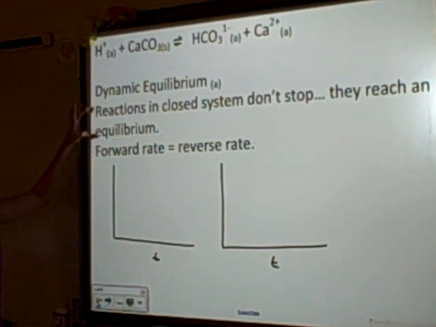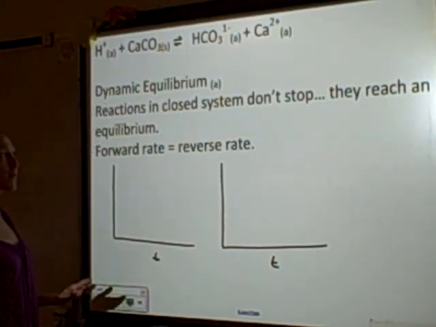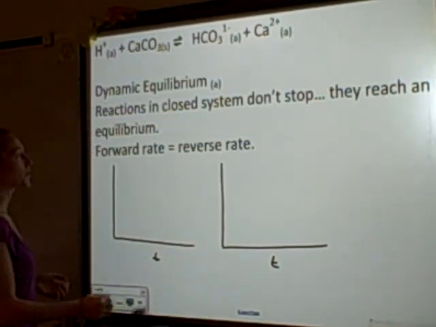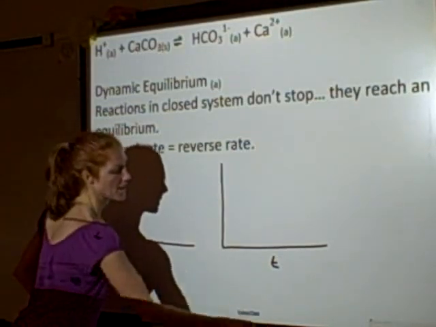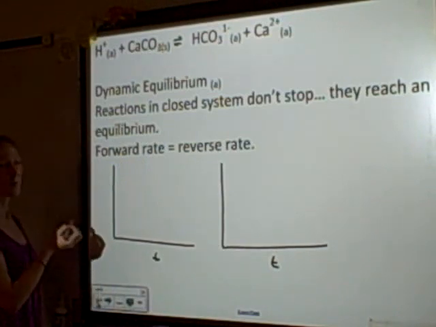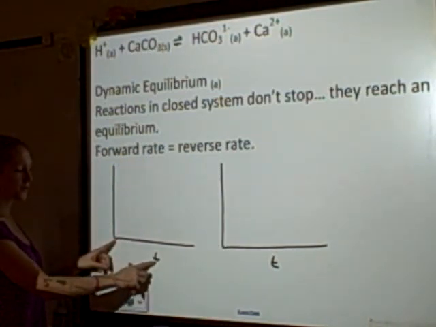So that's why we say reactions in a closed system don't stop. They reach a dynamic equilibrium. The rate at which reactants turn into products equals the rate at which products turn into reactants. So I'm going to use red to represent reactants. This will be a reaction over time.